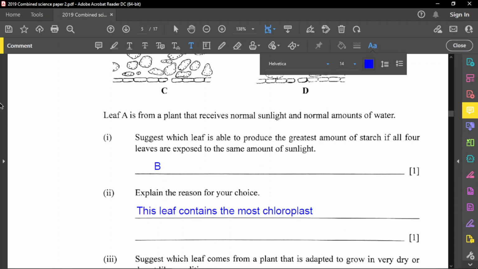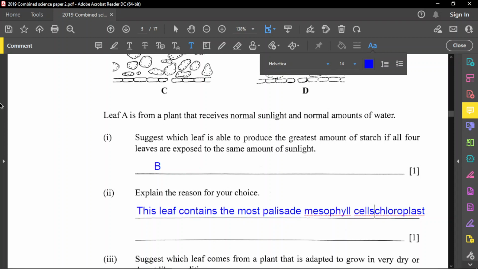Matter of fact, before I say chloroplast, let me say the most palisade cells first. Contain the most palisade mesophyll cells. Or you can say the thickest palisade mesophyll layer. You can say that as well. So contain the most palisade mesophyll cells.